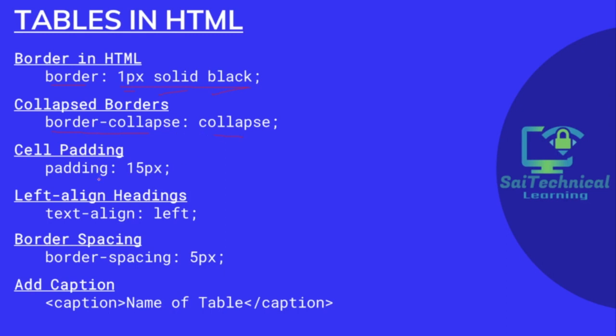Similarly we can use padding. For that we require the attribute padding and its value. Similarly we can align the text. For that we require the property text-align, and we can use the value left, right or center. Next one is border spacing. For that we require the border-spacing attribute and then its value, that is 5px. Similarly we can add a caption to the table. For adding a caption we require the caption tag followed by its name, and then we need to close that particular caption.